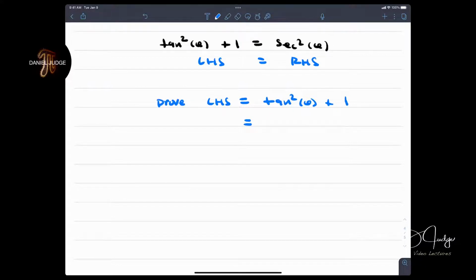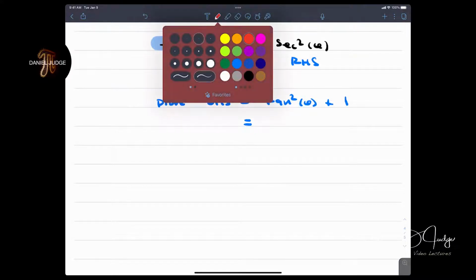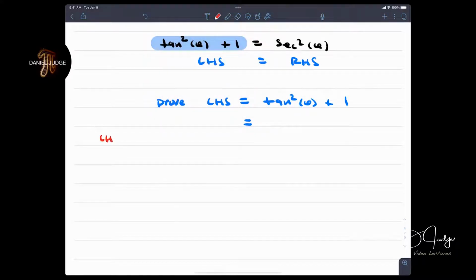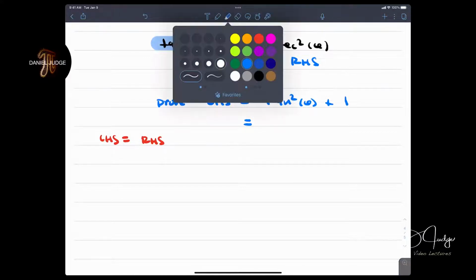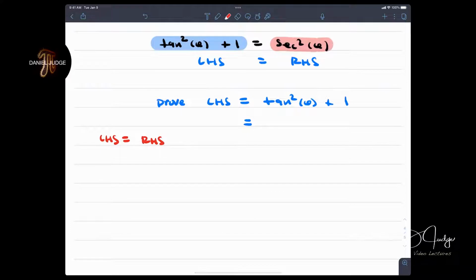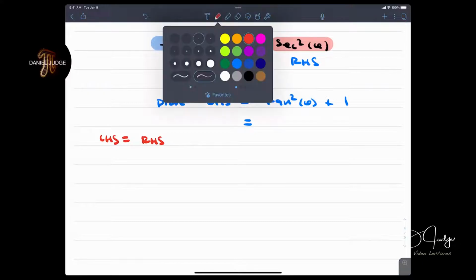So I'm starting with the more complicated side, and it happens to be on the left. No big deal. Tangent squared theta plus 1, that's what we're going to start with. And remember, what do I have to show, Mr. Judge? We have to show that the left-hand side equals the right-hand side. And what's on the right-hand side is secant squared theta. That's what we have to show.